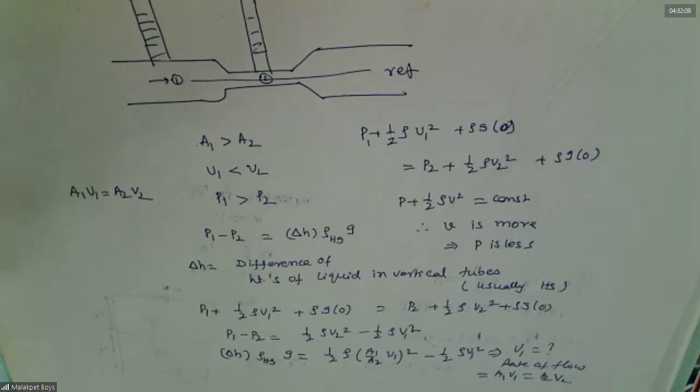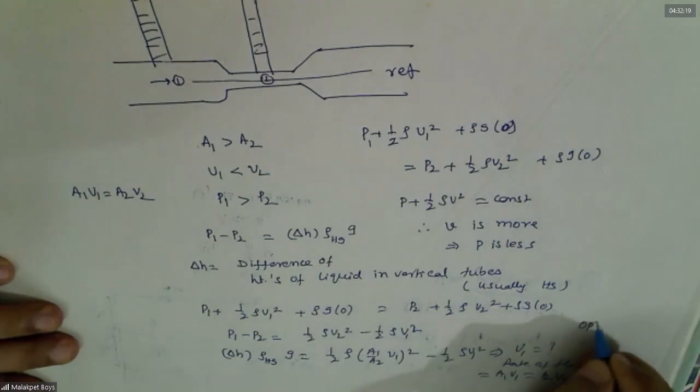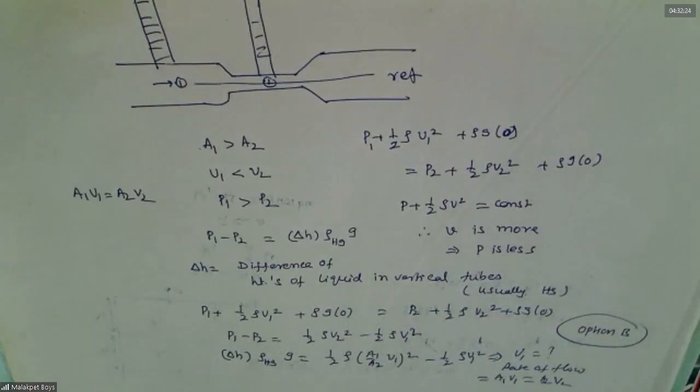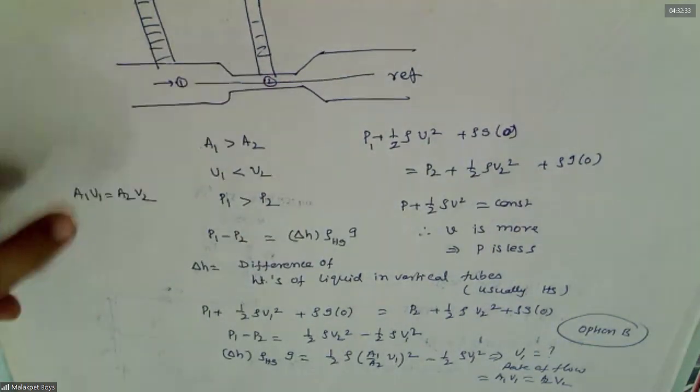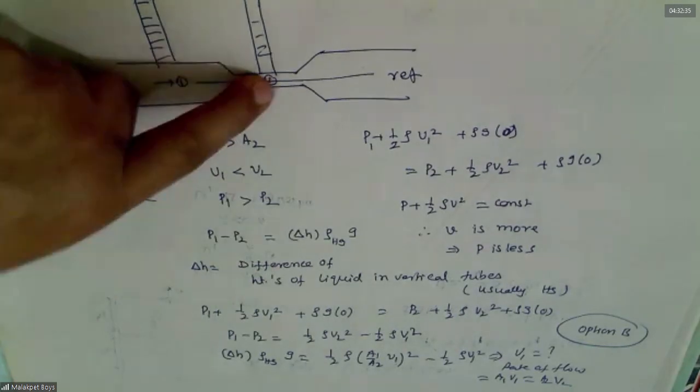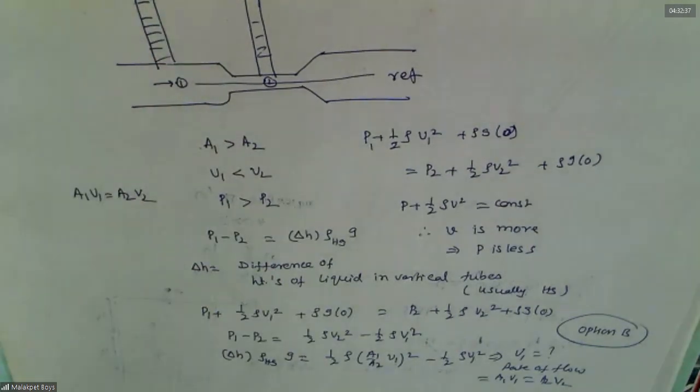-146 × 10⁻⁶. That is option B. Understood this? The entry matter principle is this only. There will be liquid mercury in the vertical tubes. The difference of mercury is delta H, so pressure difference will be there. Pressure is more here now, so P1 minus P2 will be this. Agreed?